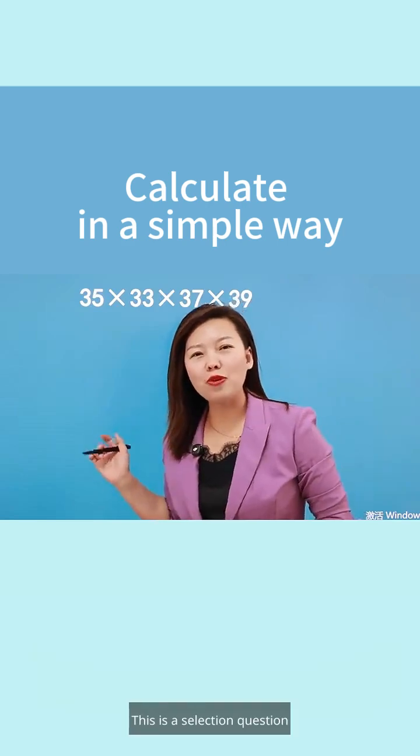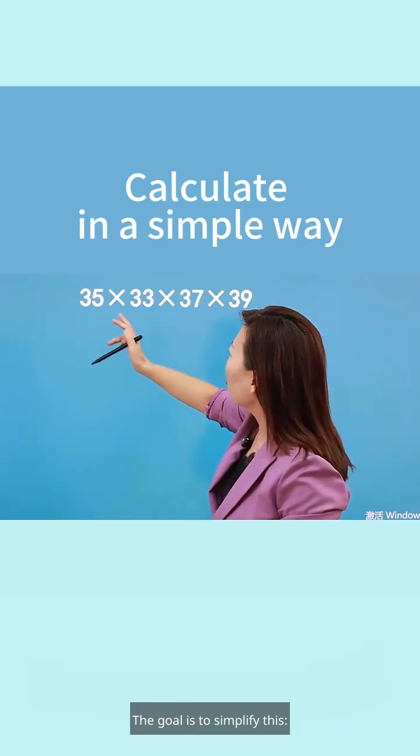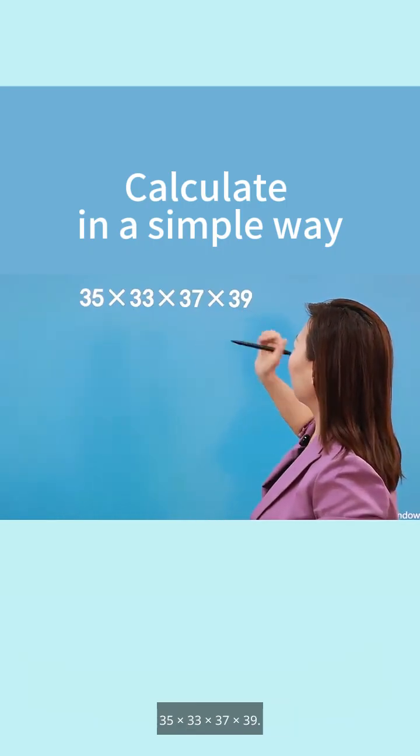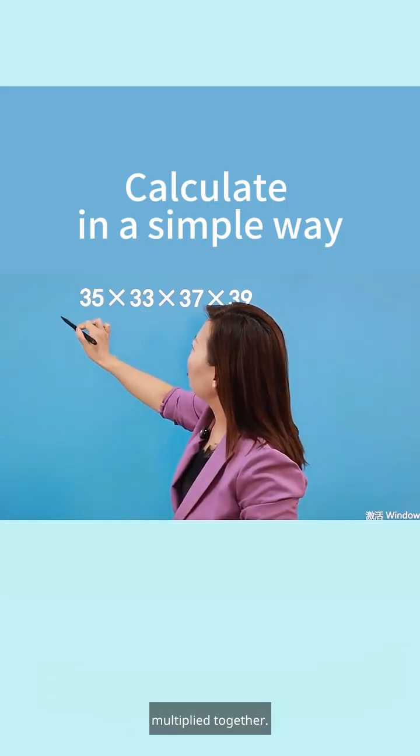This is a selection question for top students. Let's look at it together. The goal is to simplify this: 35 times 33 times 37 times 39. These are four odd numbers multiplied together.